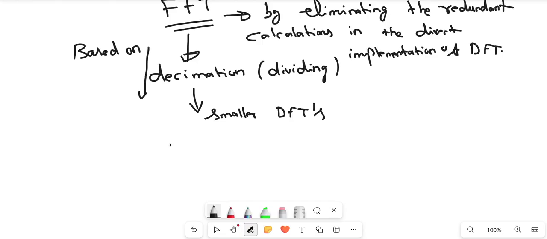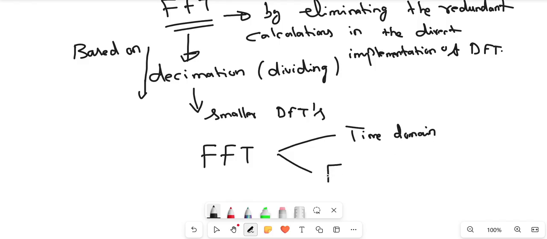This decimation process can be performed either in the time domain or in the frequency domain.